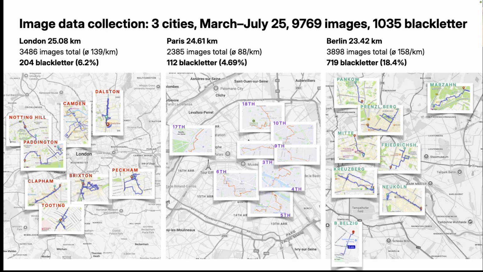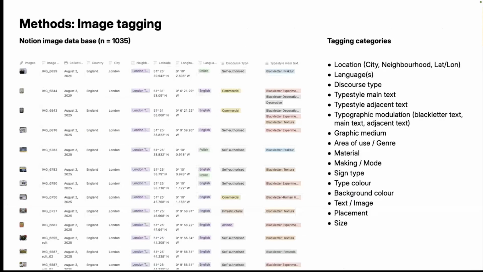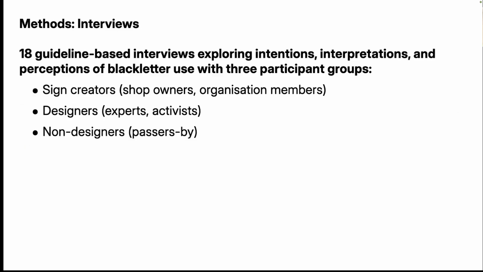I selected 8 neighborhoods of varying affluence, linguistic diversity, and social structure, focusing on streets that have a mix of small businesses, restaurants, markets, youth culture. And the goal was to collect the full typographic tapestry. Then my wonderful research assistant Emma took these 1,075 blackletter items and tagged them in Notion along 16 parameters: discourse type, the subtype styles, materiality, area of use.